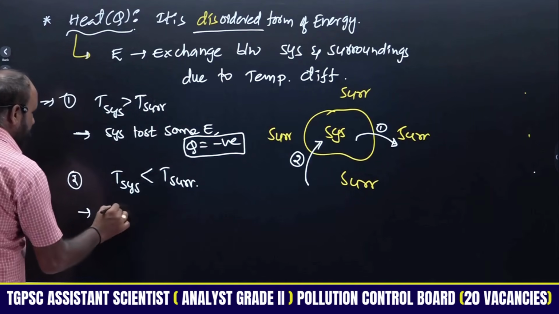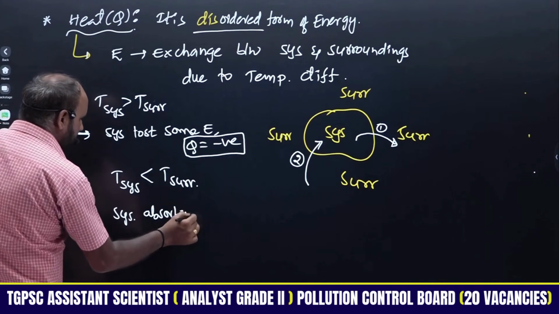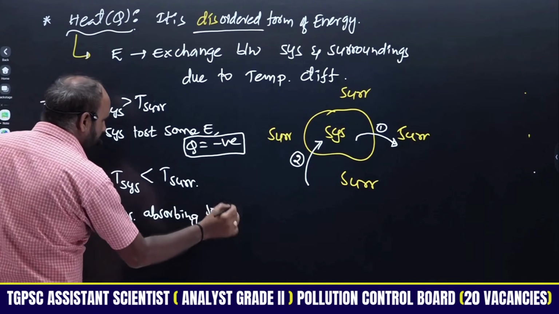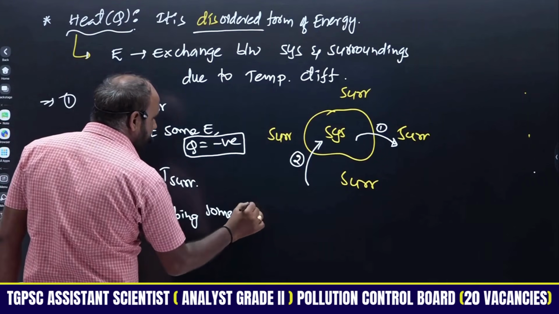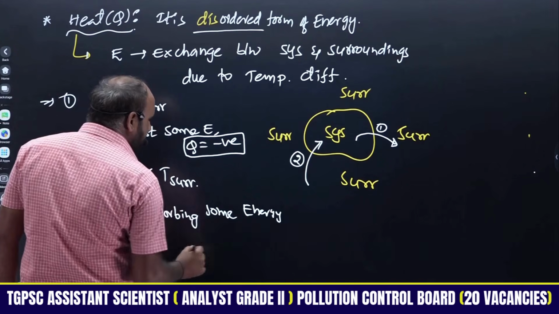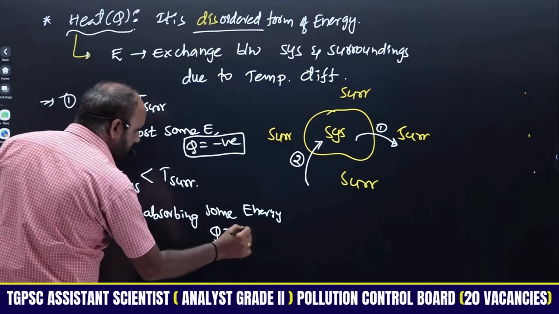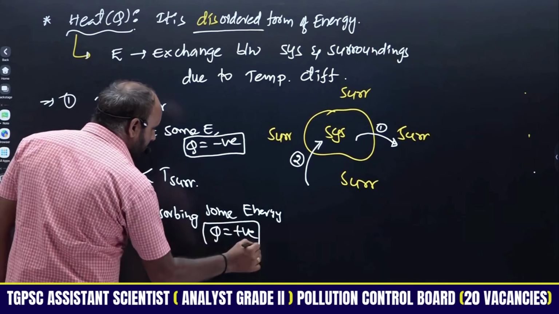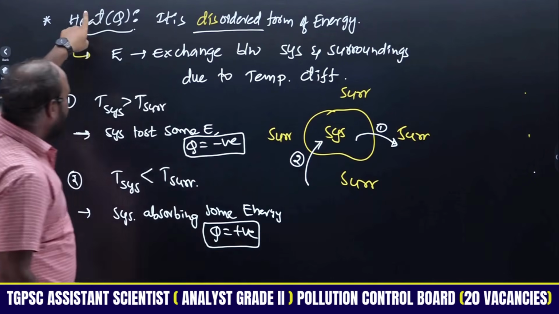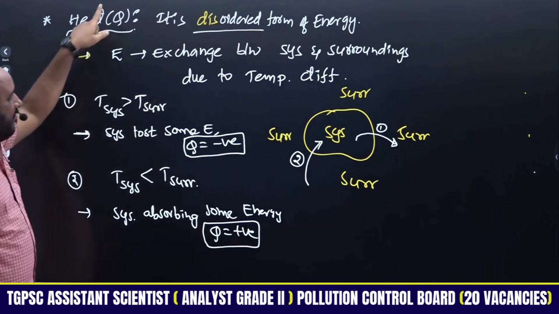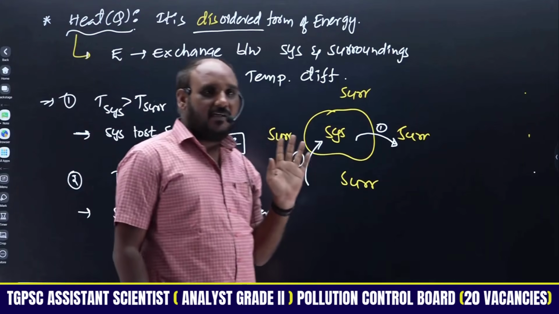So hence the system is absorbing some heat energy, right? When the system is gaining, therefore Q is equal to what? Positive. When Q, heat energy, is positive, it is heat only. Heat is denoted with Q. When Q is positive, the system gains; when Q is negative, the system loses. This we have to understand clearly, right?